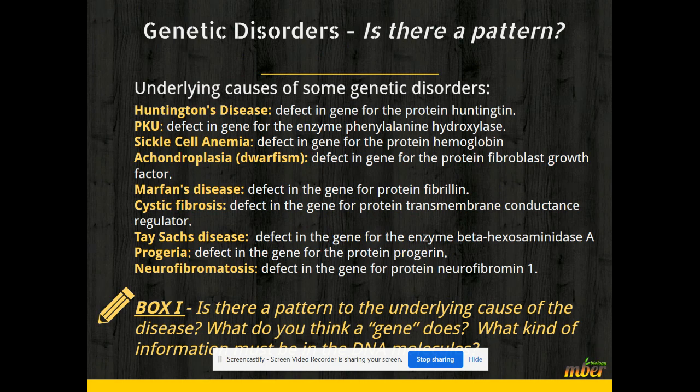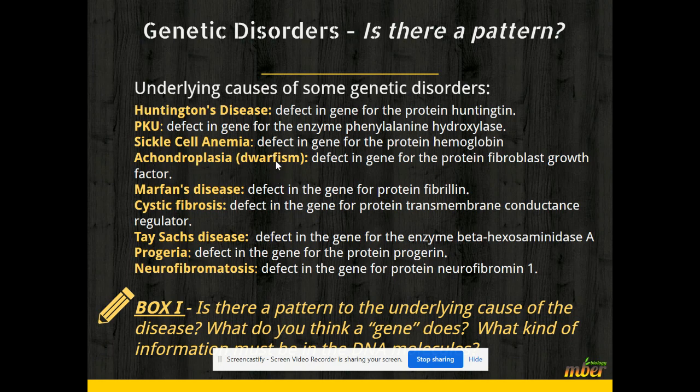Box I. Is there a pattern? So here are some cases. I know this is a lot of information. Bear with me for a second. But these are some examples of genetic disorders. So Huntington's disease is a defect in the gene for the protein huntingtin. PKU, a defect in the gene for the enzyme phenylalanine hydroxylase. Sickle cell anemia, a defect in the gene for the protein hemoglobin.